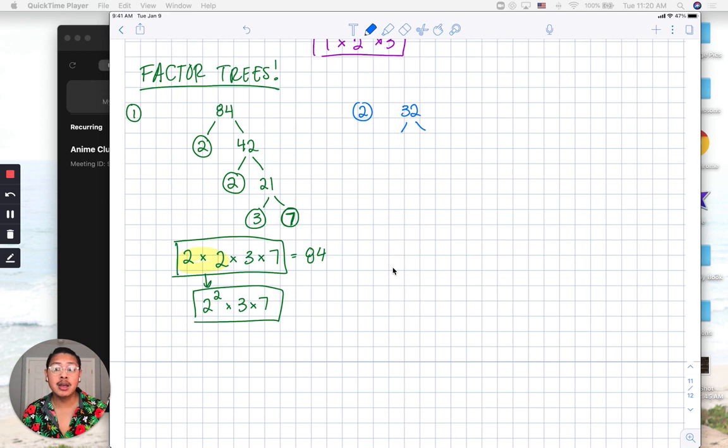Think about this. What is the smallest number that goes into 32 besides 1? Automatically, you should say it's 2 because 32 is even. So 2 is the smallest number that goes in. So I'm going to put a circle around it because it's prime. Now, 2 times what is 32? Hopefully you said 16. So 16 goes on the right side. Can I break down 16 even further? Can I split it into 2 factors? Yes, I can. So I'm going to draw 2 more branches underneath it.